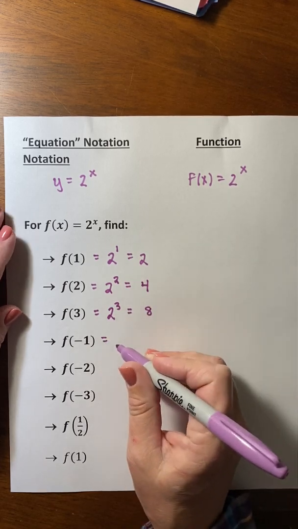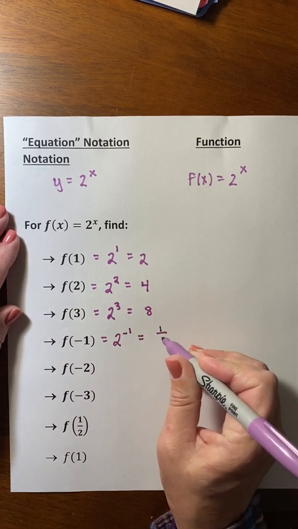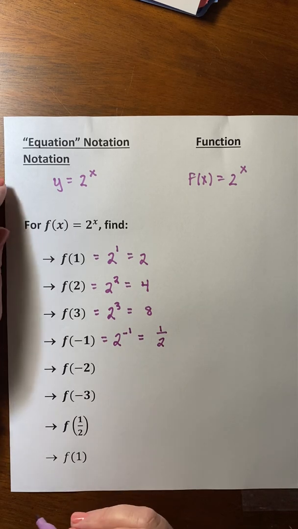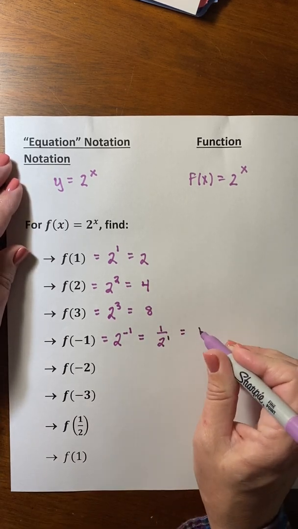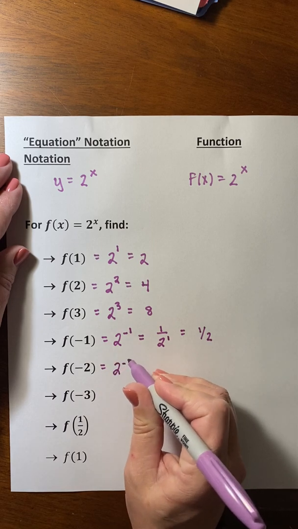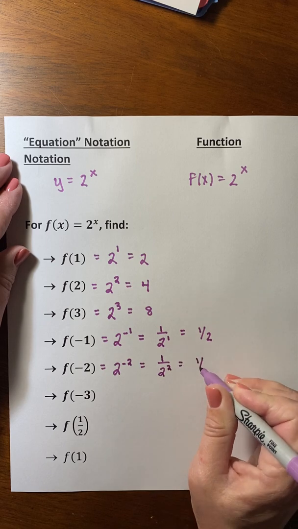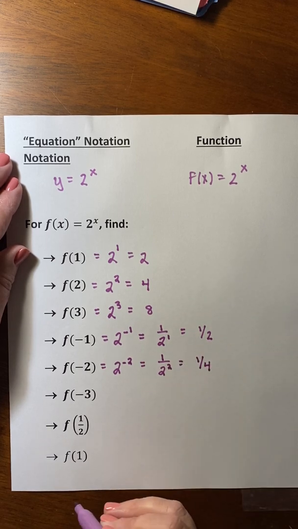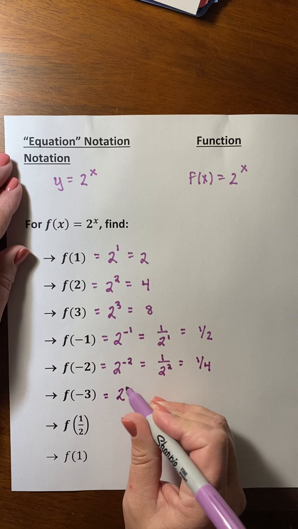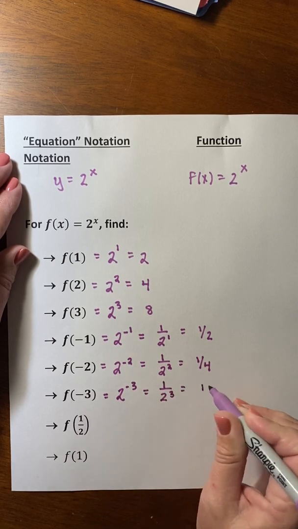Now we can have negative exponents, just a reminder. f of -1 would be 2 to the -1 power, which means 1 over the 2 power, or 1/2. f of -2 would mean 2 to the -2 power, which is 1 over 2 squared. The output would be 1/4. 2 to the -3 power would mean 1 over 2 cubed, so forth and so on, which would be 1 over 8.